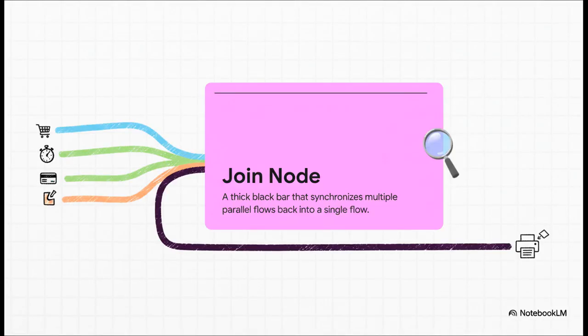Okay, but the transaction isn't truly over until all that stuff is finished, right? You can't get your receipt until the cash is out and the balance is updated. That's the job of the join node. It's another one of those thick black bars, and it's basically the opposite of the fork. It acts as a synchronization point, bringing all those parallel paths back into one single flow. The process literally cannot continue until every single one of those concurrent actions is complete.